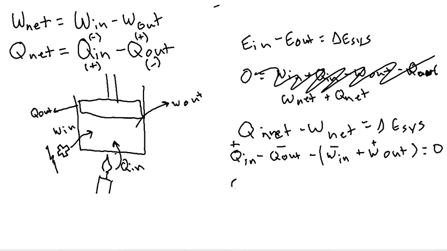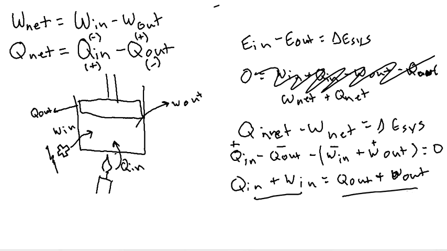Then we can say that Q in plus work in equals Q out plus W out. Which just makes sense. What you put in equals what you get out. Okay, so this is right. Ignore what I did here. This is true, and it works with all the sign conventions that I discussed. So hey, I did figure this out.